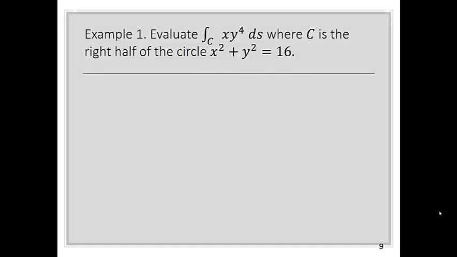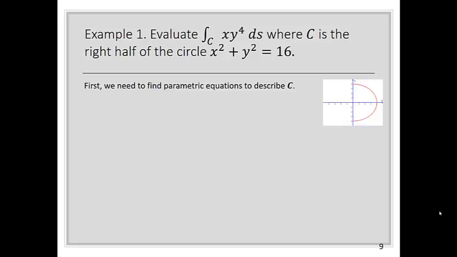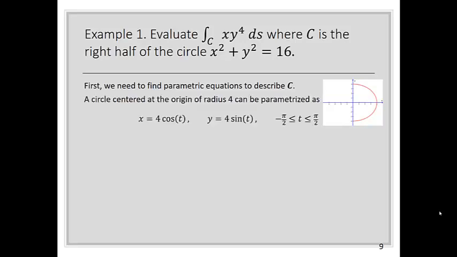Here's example 1. Let's evaluate the line integral of x y to the fourth, where C is the right half of the circle x squared plus y squared equals 16. So first we need to find parametric equations to describe the curve C. So here it is, the right half of our circle. Now, a circle centered at the origin of radius 4 can be parametrized by letting x be 4 cosine t, y be 4 sine t. And since we only want the right half of the circle, we're going to restrict t to negative pi over 2 to positive pi over 2.